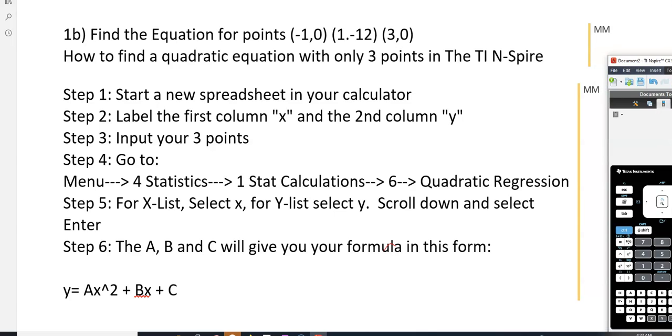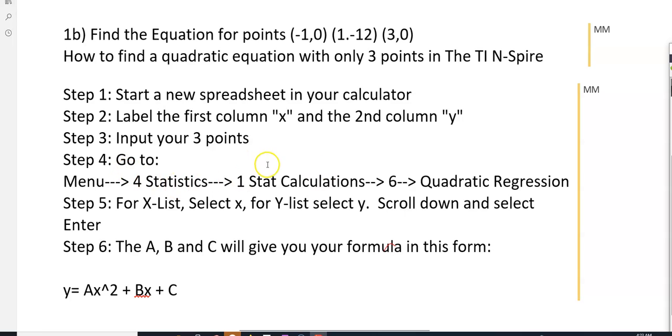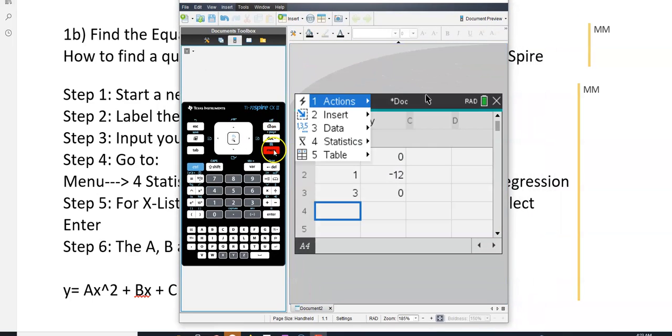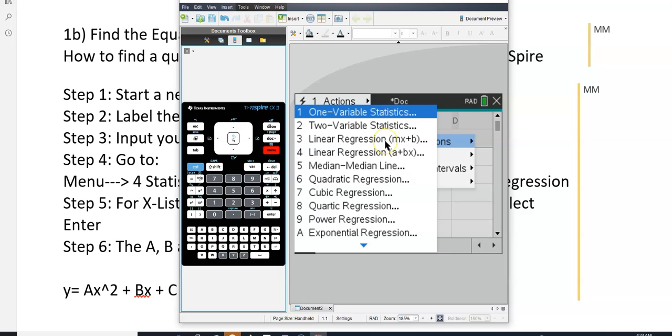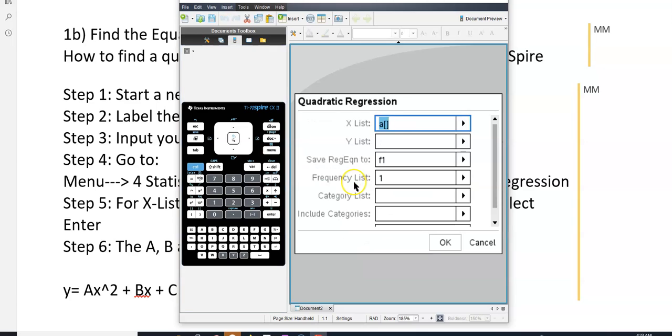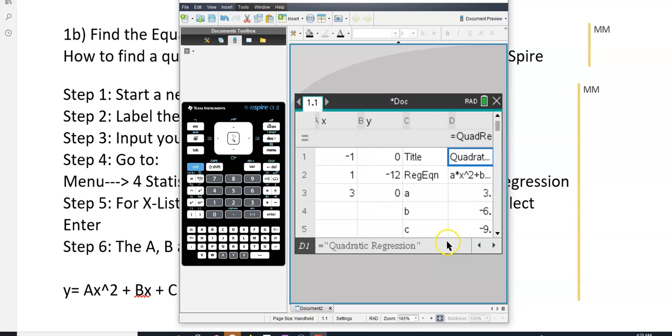Step 4 says go to menu, number 4, statistics, number 1, calculations, and number 6, quadratic regression. So I'm going to do that. Menu, number 4, number 1, and then number 6, quadratic regression. Then I'm going to use this middle button right here to select the X list for X, and then I go down to Y, use the middle button right there to select the Y list. That's the only 2 you have to do, so you can just scroll down and hit OK. And there's my formula. A is 3, B is negative 6, C is negative 9.